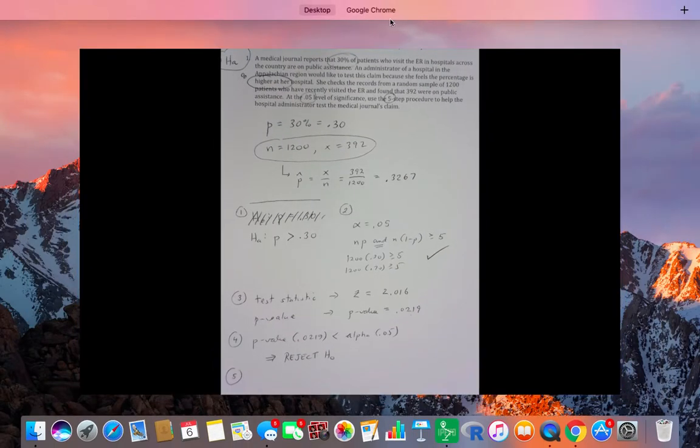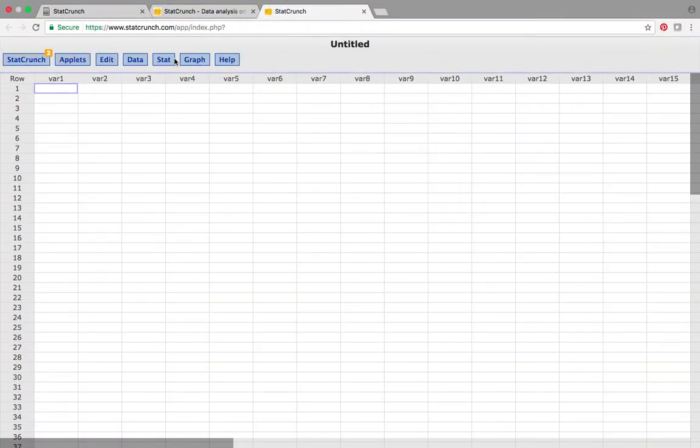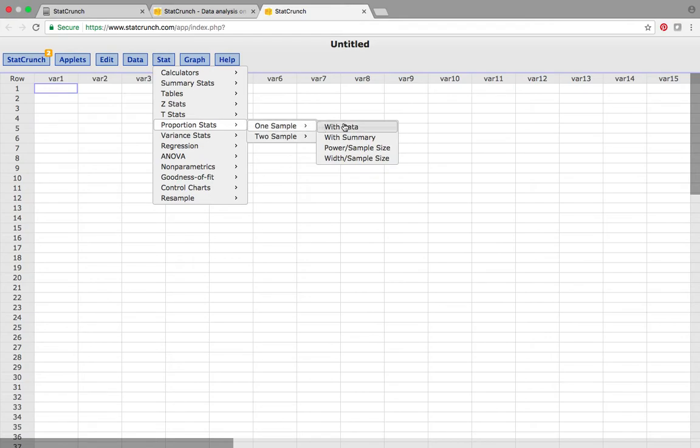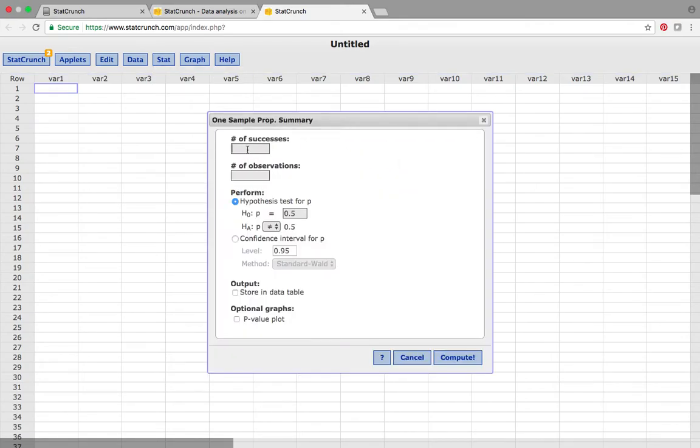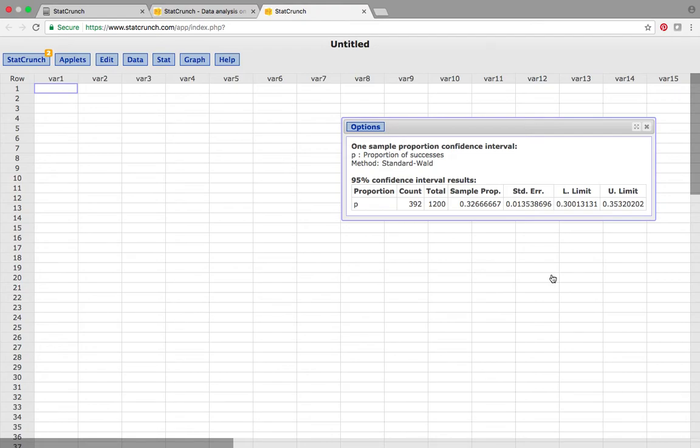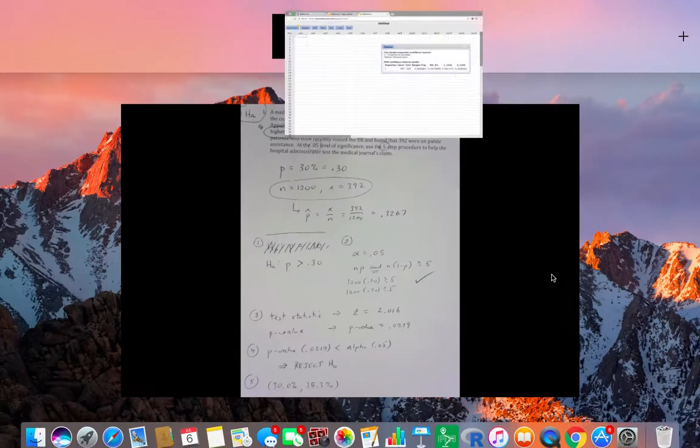So what we could do is go back to StatCrunch, go to Prop Stat, one sample with summary, and type the information back in. I think it was 392. Is that right? Yeah. Observations 1200. And instead of calculating the hypothesis test for p, we're going to do the confidence interval for p. Okay? So we're going to compute. So it looks like the lower limit is 30.0%, just barely above that, up to 35.3%. So I wrote that down over here.